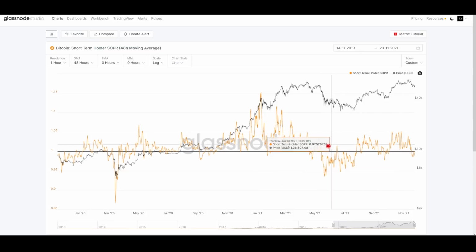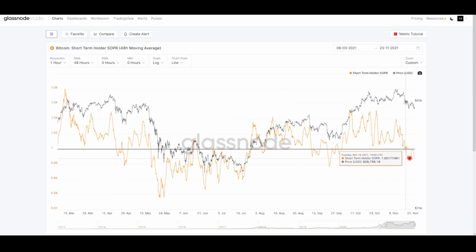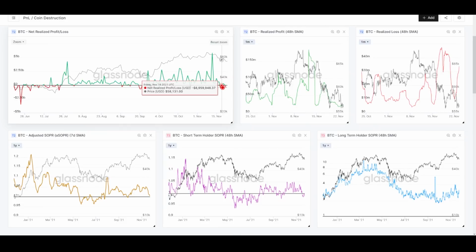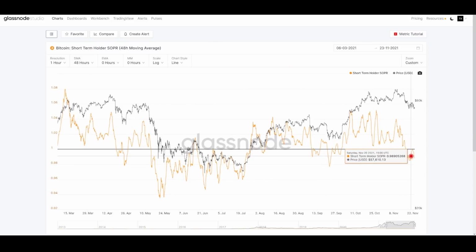So right now, this structure is still intact. We haven't seen a real capitulation out of short-term hands, and we may not, but we have gotten a bit of loss from this group. And this is good to see. This loss realization by short-term holders right here is this little red dip. And this is what we need. These are the paper hands right here that bought these tops. We need to shake them out.